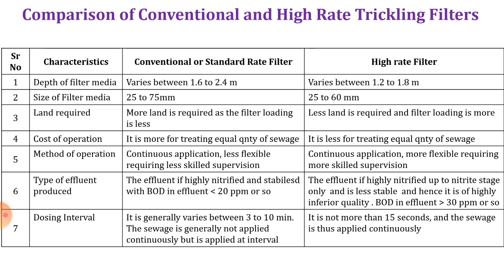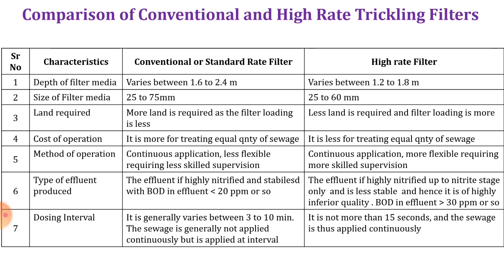Cost of operation is high in the conventional and here it is less. Method of operation: in the conventional it is intermittent application, less flexible, requiring less skilled labor, whereas in the high rate it is continuous application, more flexible, requiring more skilled supervision.